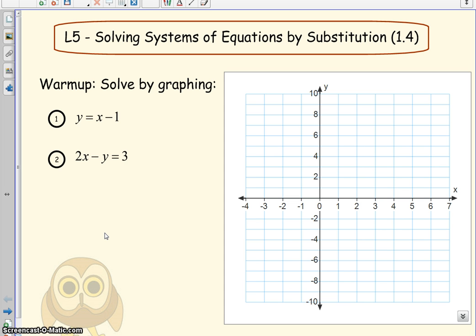So there's two equations here. I'd like you to take a minute and try and plot them using the method of your choice and see if you can find the solution for the point of intersection. Okay, so take a minute to do that, push play when you're ready to go through the answer.